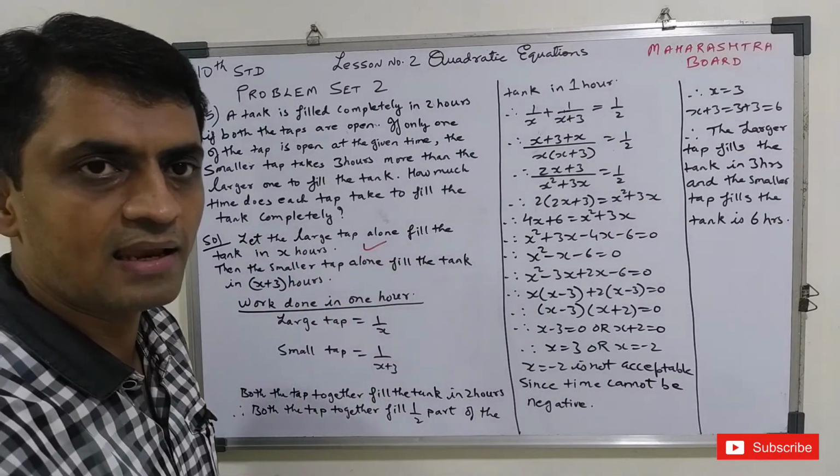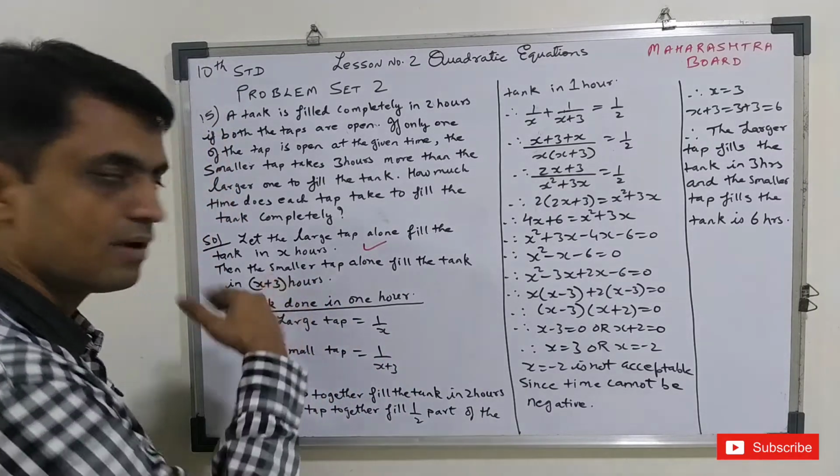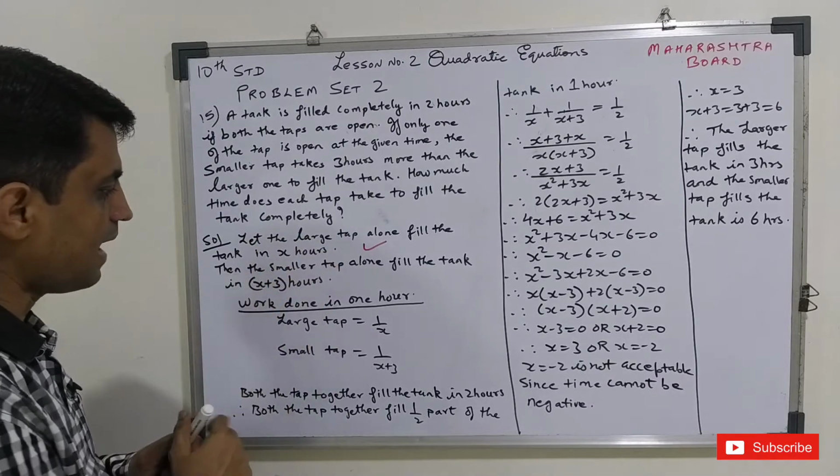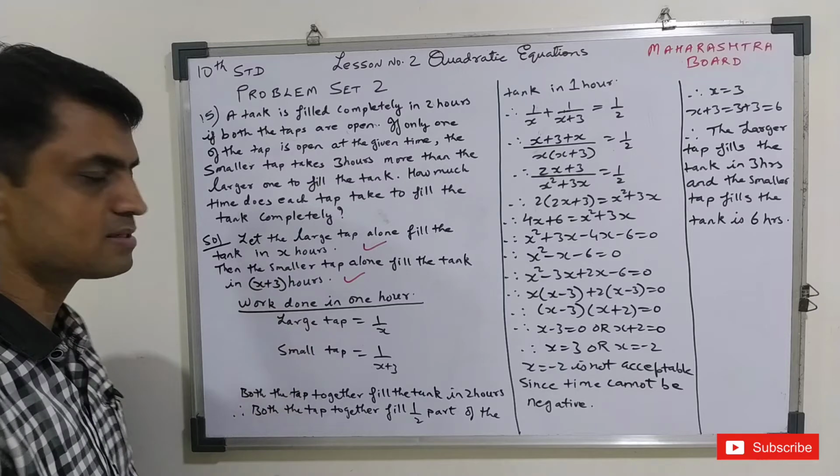Both of them fill the tank in x hours. It means the smaller tap takes 3 hours more as compared to the larger tap. So this will be x plus 3 hours. Correct? So if this is x, this will be x plus 3 hours.